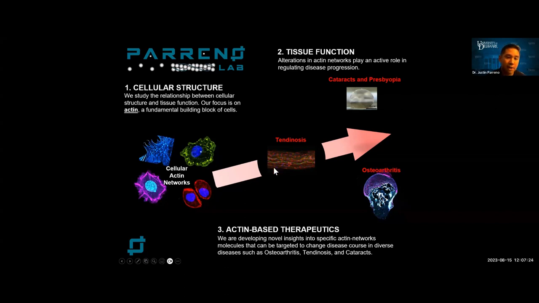We're aimed at understanding how actin regulates the progression of the diseases to one day develop actin-based therapeutics. So we want to gain novel insights into specific actin network molecules that can actually be targeted during osteoarthritis, tendinosis, and cataracts.